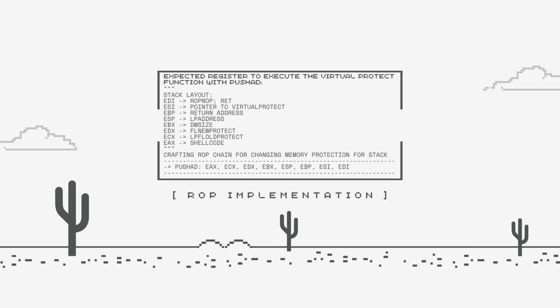VirtualProtect executes and makes our shellcode executable. Control returns to EBP, our return address. We jump to EAX, our now executable shellcode. This is a sophisticated technique that you'll commonly see in real-world exploits.